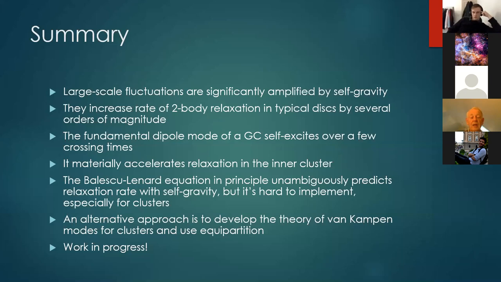And this next conclusion relates to what I have not talked about, but I think there's the possibility of developing an alternative approach that uses the theory of Van Kampen modes and the idea of classical equipartition of energy to understand the fluctuations, the thermal fluctuations in stellar systems. Well, thanks for your patience, and I hope there are questions.